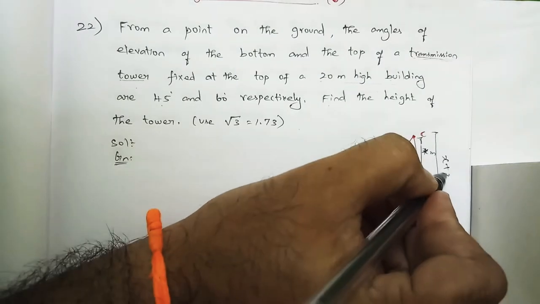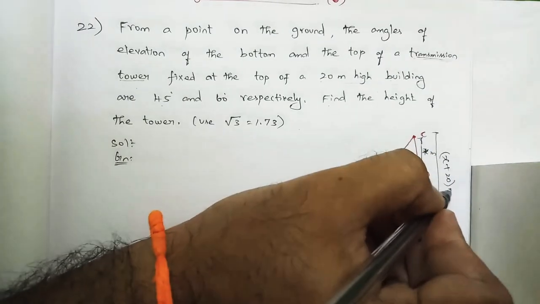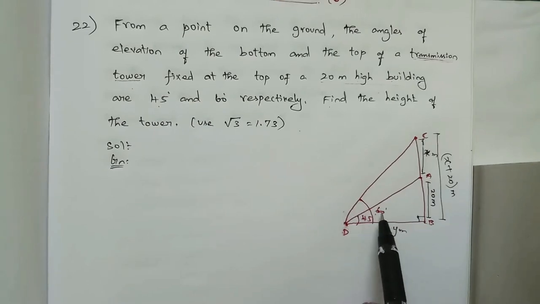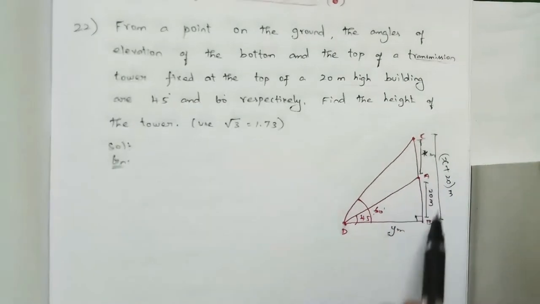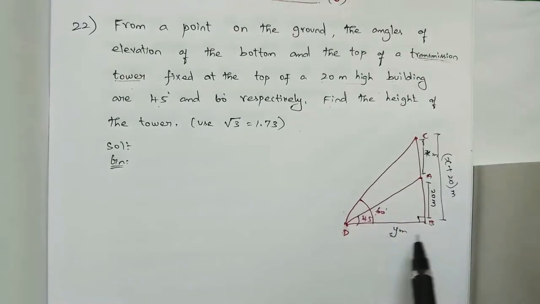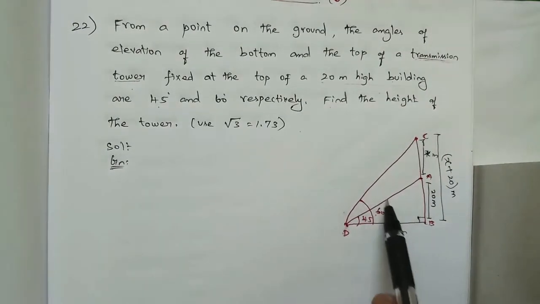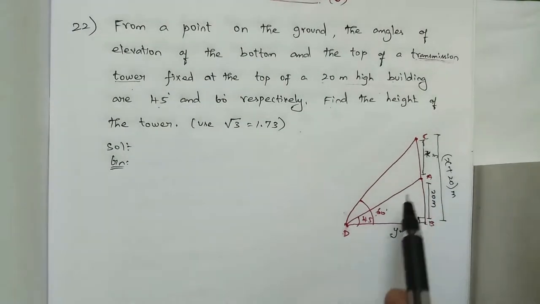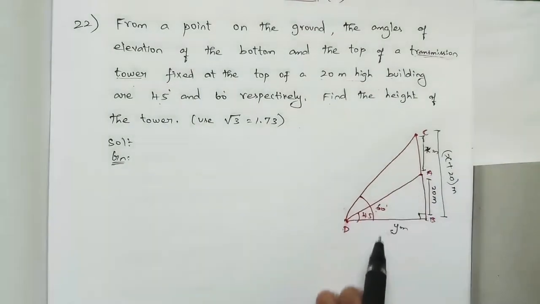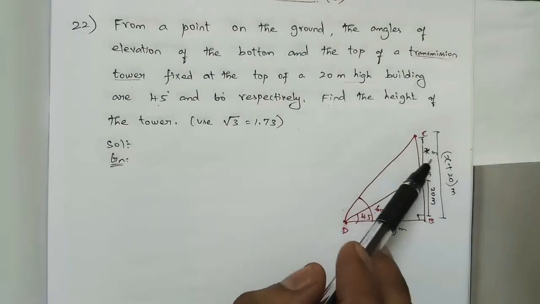X plus 20 meter is the opposite side for the angle 60 degree, right? Angle 60 degree, x plus 20 meter, fully. This full triangle CBD is a right angle triangle. Now we have two right angle triangles. We know the adjacent and opposite sides for both right angle triangles. By using trigonometric ratios, we will find the value of x. That x alone we want to find.